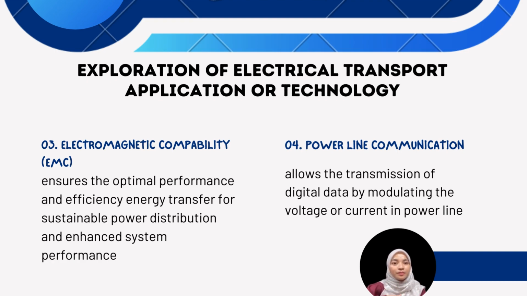enhanced system performance. Power line communication (PLC) is the technology that allows the transmission of digital data by modulating the voltage or current in the power line, using electricity and magnetism concepts for accuracy in transmitting and receiving data.